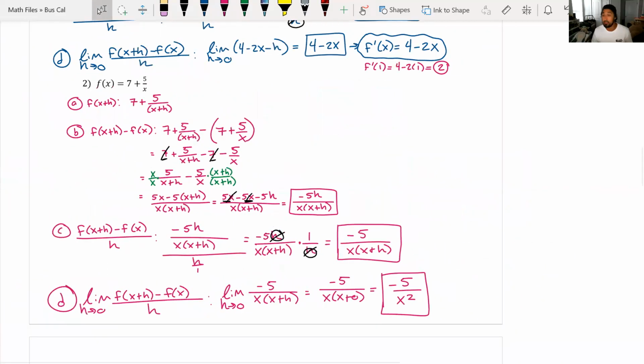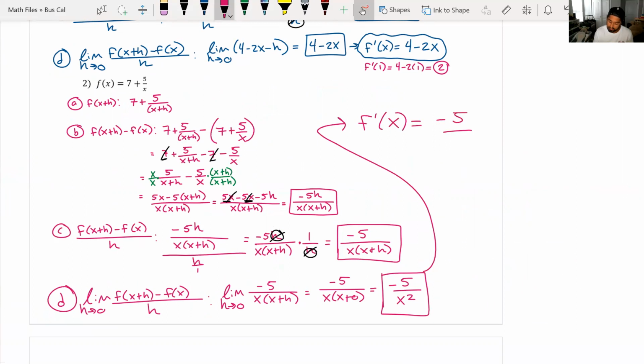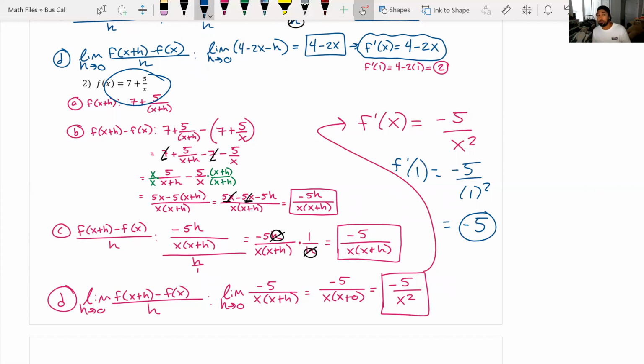There it is. There's our derivative. Let's state it as such. It's going to be f prime of x equals negative 5 over x squared. And again, it wants us just to plug in 1, just evaluate the derivative. So f prime of 1 will be negative 5 over 1 squared, which will just give us negative 5. Okay, and that's it. So what we're saying is when x is 1, the slope of the original function is negative 5.